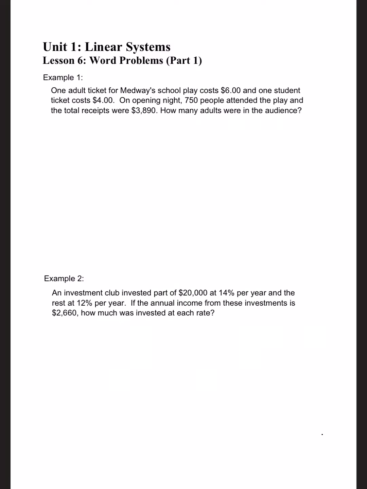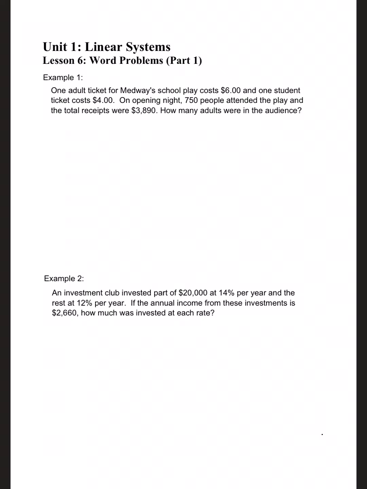Hello everyone. Today we are going to continue our discussion of word problems. We're looking at Unit 1, Lesson 6. We're going to solve word problems related to linear systems today. So similar to yesterday, we'll get them set up, but we'll actually work through using substitution or elimination to solve them.